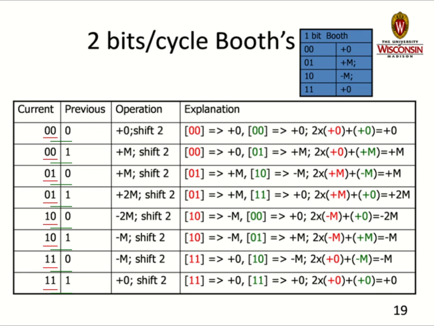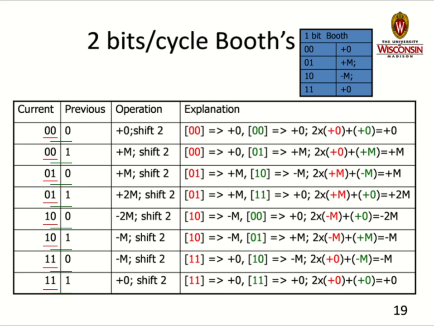I think the others I'll leave for you as an exercise if you're not convinced. But the basic idea here is if we were doing 1-bit Booth encoding for that first row, 0, 0 for the green bits would imply +0. Similarly, 0, 0 for the underlined in red bits would imply +0.